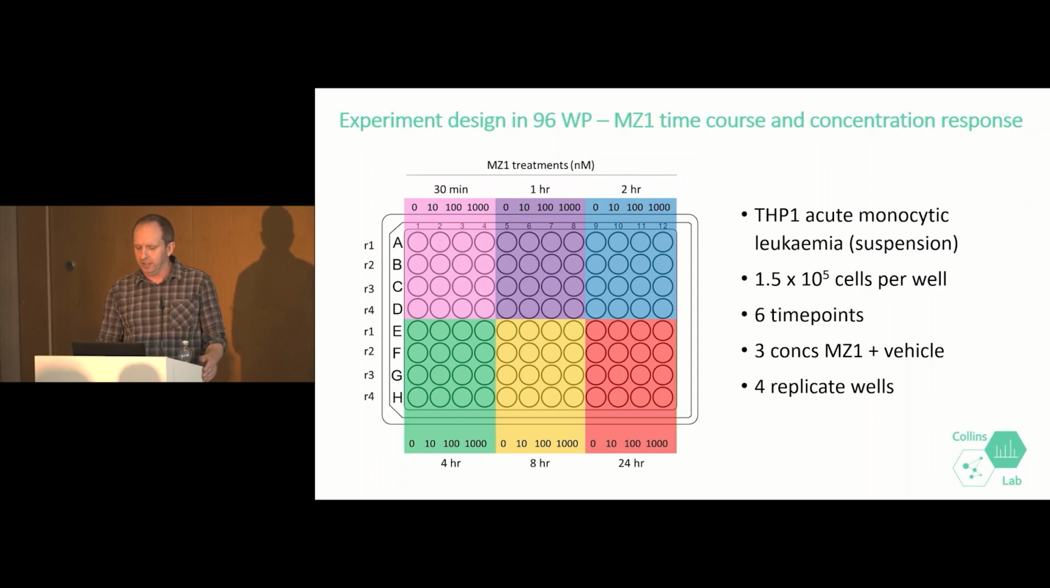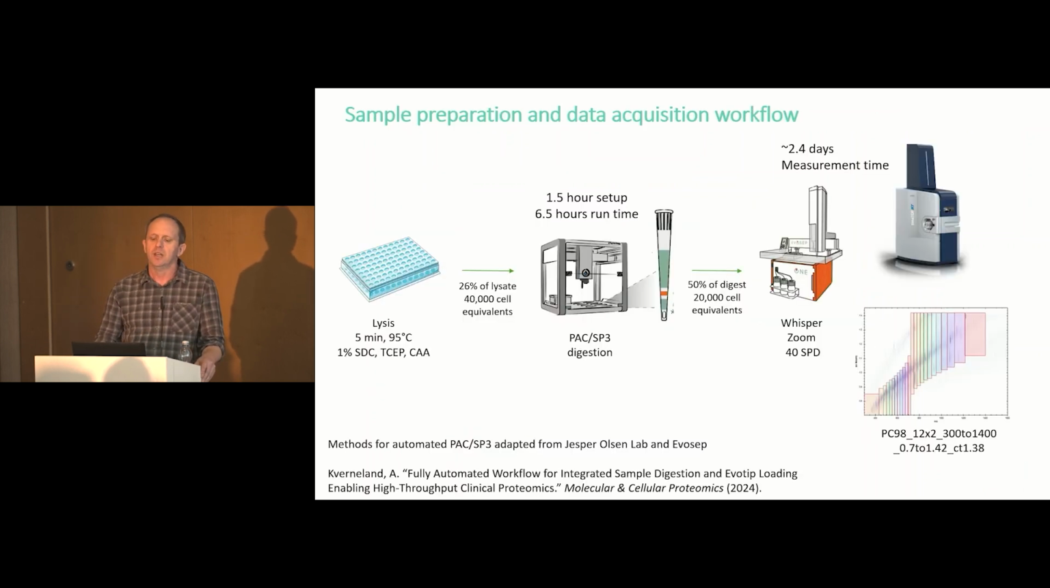We want to just be able to do things in plates all the time now to boost the throughput. The experimental data acquisition workflow is a very straightforward lysis, using deoxycholate, TCEP, CAA, and we just put it in heat for 5 minutes at 95 degrees. There isn't even actually a spin here, so it's very straightforward. We used 150,000 cells, but we're taking about a quarter of that, so roughly 40,000 cell equivalents, to put onto the robot, and we're using this PAC SP3 digestion more or less as implemented by Jesper Olsen and the Evosep guys. And we like this very much. It takes 1.5 hours to set up and maybe 6.5 hours to run this digestion. And out the other end comes a 96 well rack of these Evosep tips, and you just walk over and put them on the Evosep.